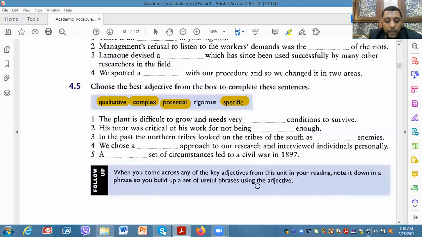Before leaving, let's see this piece of advice. When you come across any of the key adjectives from this unit in your reading, note it down in a phrase so you build up a set of useful phrases using the adjective. So this can be seen as a piece of advice.